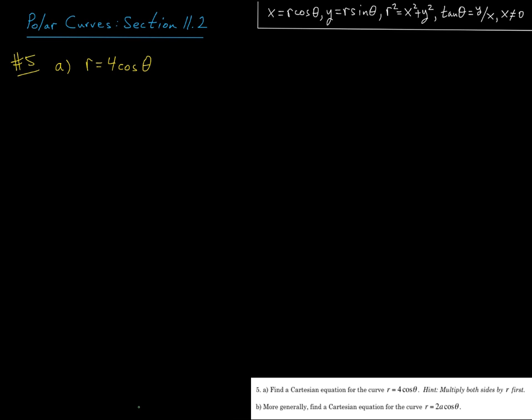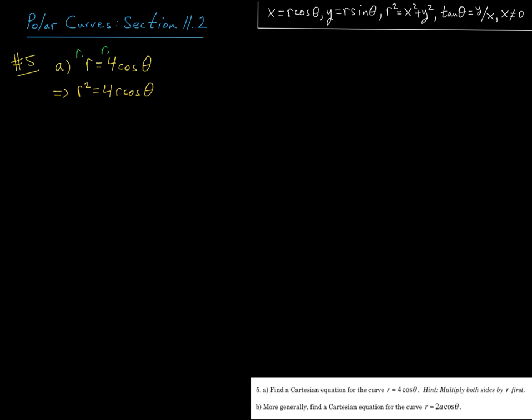Okay, next up, question 5, part A says find the Cartesian equation for the curve r equals 4 cosine theta. And there's a hint here that says multiply both sides by r first. Okay, well, again, appealing to these relationships between polar coordinates and Cartesian coordinates, the nice thing about multiplying both sides of this equation by r as our first step is that we're going to get an r squared on the left side, and that's x squared plus y squared, and on the right we're going to get a 4 times r cosine theta, and r cosine theta is x.